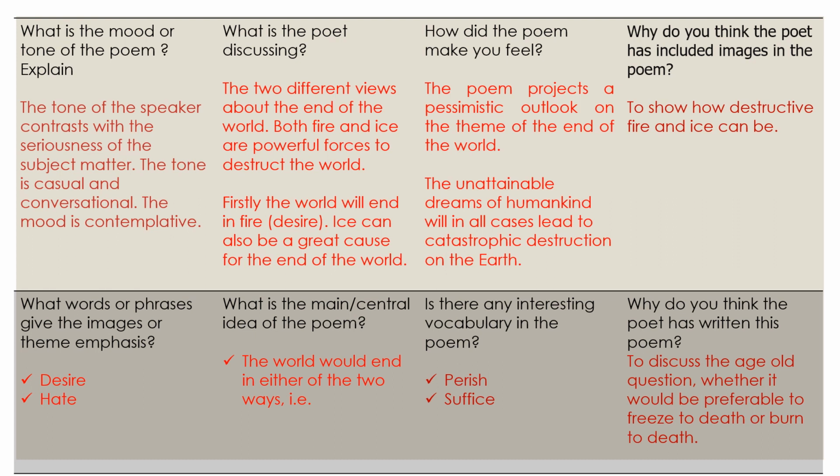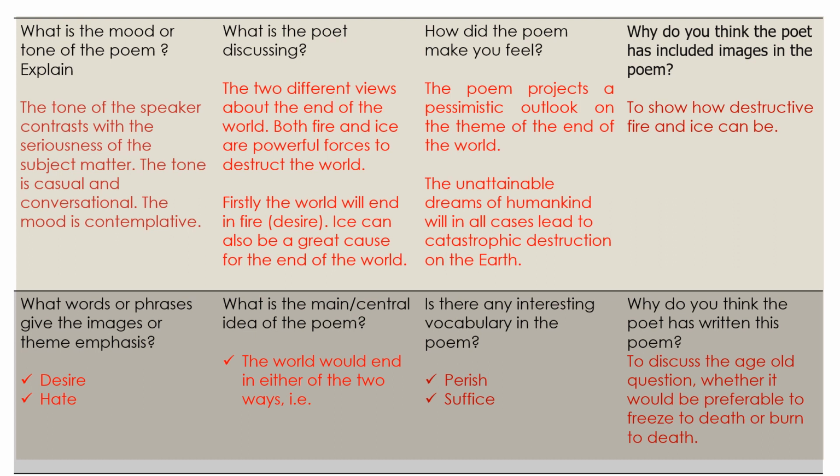Now, what is the main or central idea of the poem? The world would end in either of the two ways, that is, fire or ice. Now, how did the poem make you feel? The poem projects a pessimistic outlook on the theme of the end of the world. It is only because the unattainable dreams of humankind will in all cases lead to catastrophic destruction on the earth.